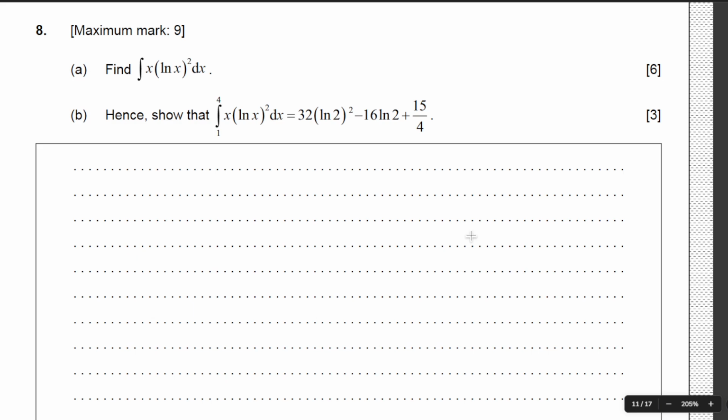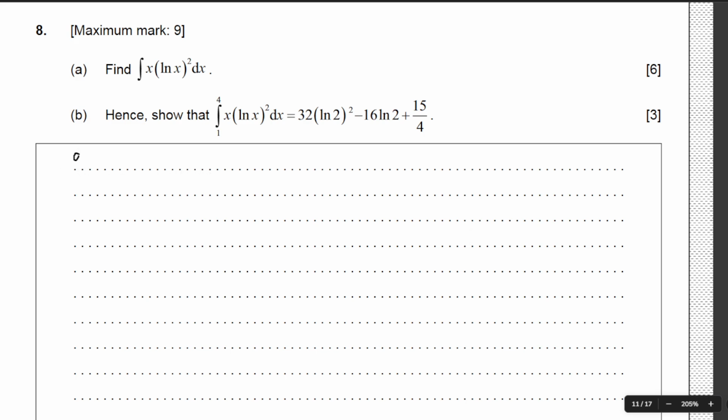Find the indefinite integral of x (ln x) squared dx, hence show that the definite integral of x (ln x) squared dx with an upper boundary of 4 and a lower boundary of 1 is equal to 32 (ln 2) squared minus 16 ln 2 plus 15 over 4.